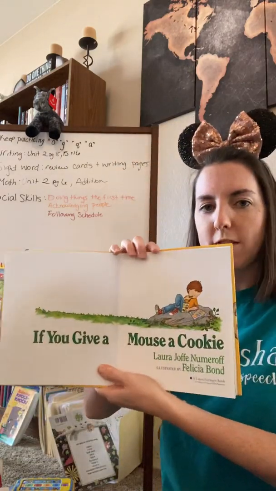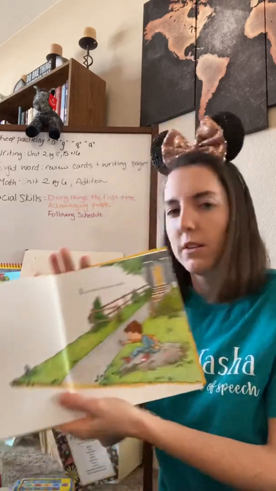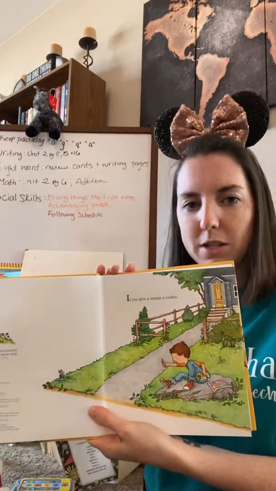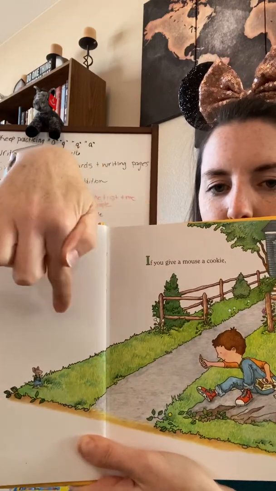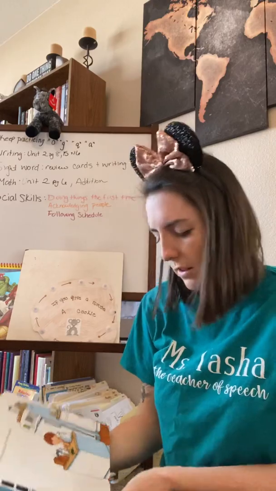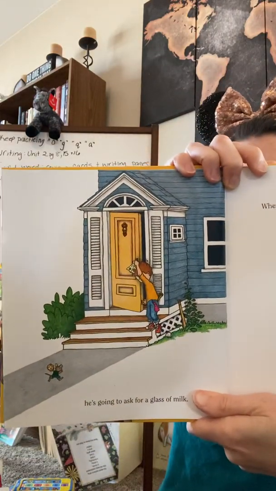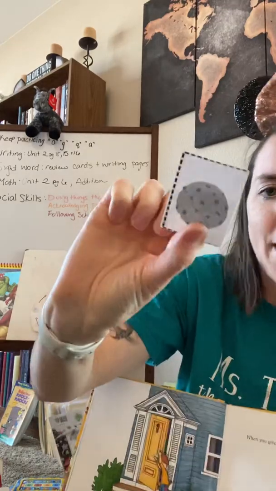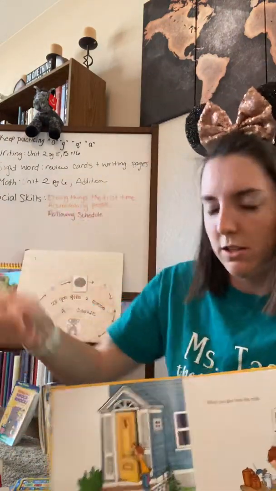All right, if you give a mouse a cookie. If you give a mouse a cookie, look what he's doing. He's giving the mouse a cookie. He's going to ask for a glass of milk. Okay, so we need to put up our cookie and our glass of milk.